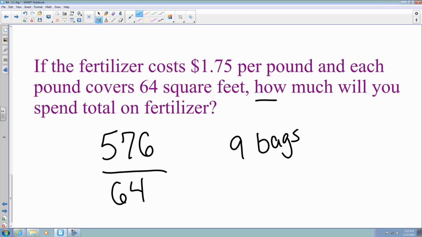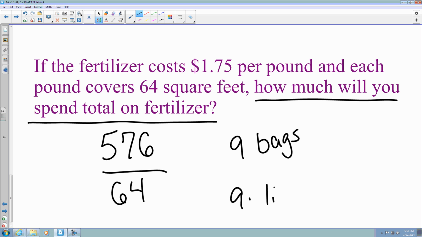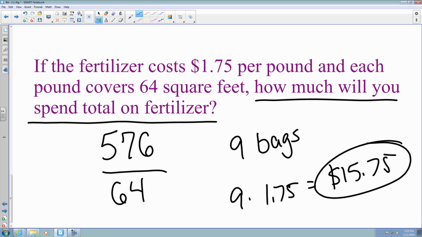But the question is how much will you spend? Well, if I need 9 bags, and each bag costs $1.75, 9 times $1.75 will give me $15.75. Okay? And that is being able to evaluate expressions.